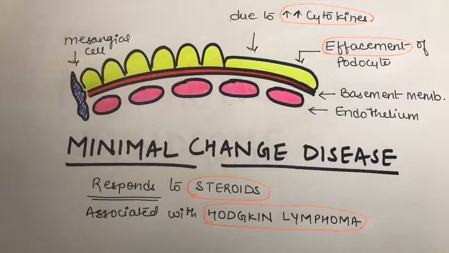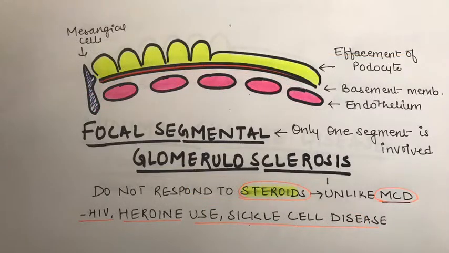And how do we treat it? We give steroids, which is the main high yield point about this, because it's an inflammation due to the cytokines. The second type is focal segmental glomerulosclerosis. What do we see in this?